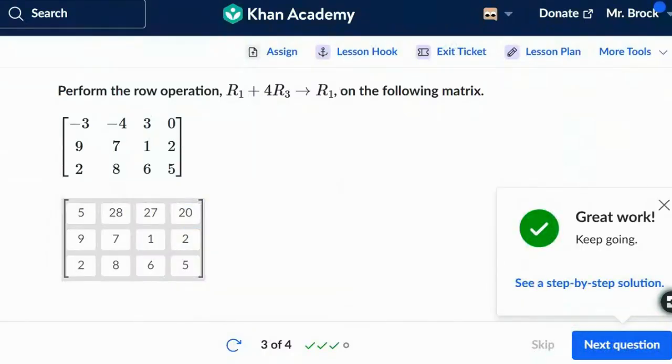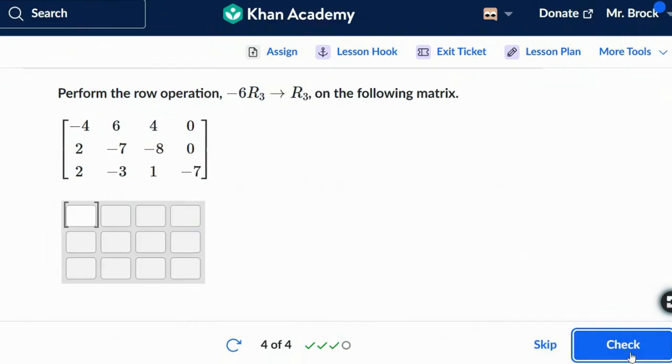All right, one more. Negative 6 times row 3 is the new row 3. So row 1 and row 2 don't change. So let's go ahead and put that in there.